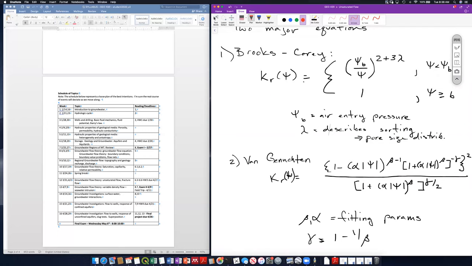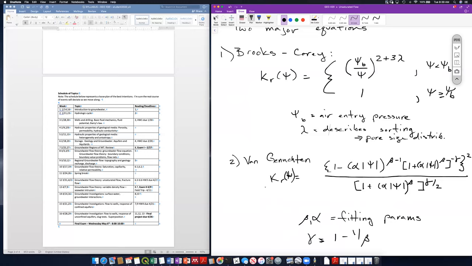So Brooks and Corey is in many respects more physically based, and thus, from an aesthetic point of view, a lot of people like it. There's a problem with it, however, and that is this jump from one behavior to another behavior at this psi when it approaches psi sub b, the bubble air entry pressure. From a practical standpoint, when I run simulations using Richards' equation, which I do a lot, Brooks and Corey is really not stable numerically because of this jump.